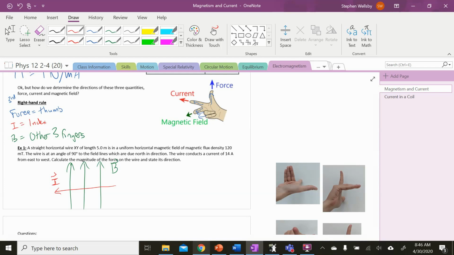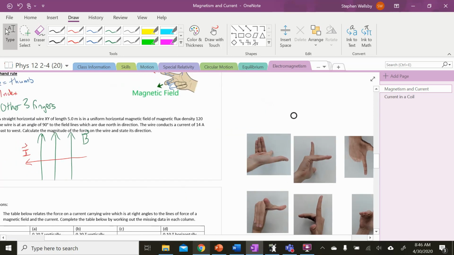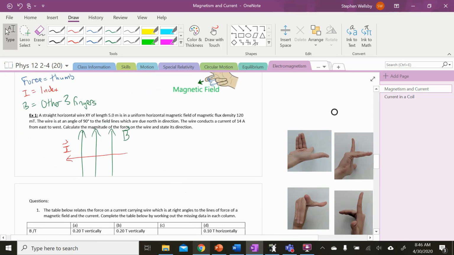So you'll notice if you look at any of these pictures here, my thumb is pointing in this one to the right, my 3 fingers are pointing up, so those are perpendicular, and my index finger is pointing into the page, and so all 3 of those are perpendicular. So the rule is you cannot change the shape of your hand. All you can do is rotate your hand to try and get these 3 things to line up. So try it for yourself, pause the video, try doing the calculation, and then try figuring out the direction as well.